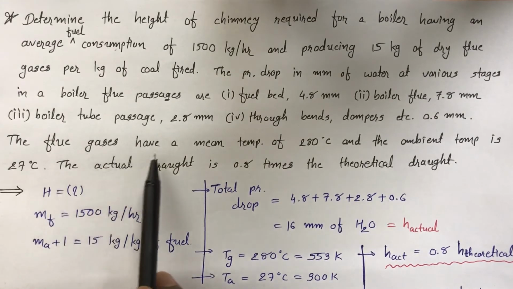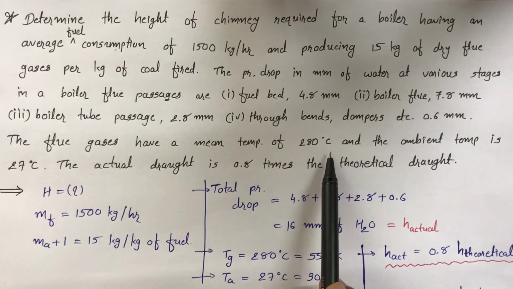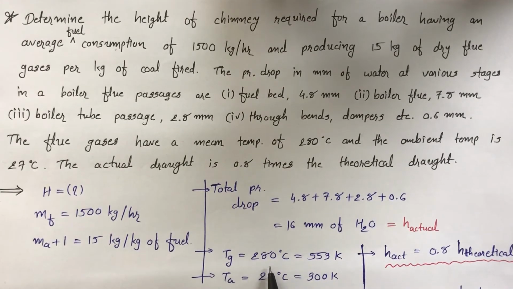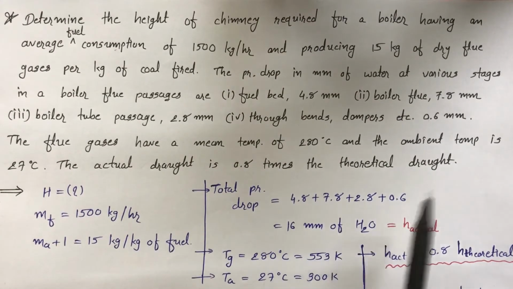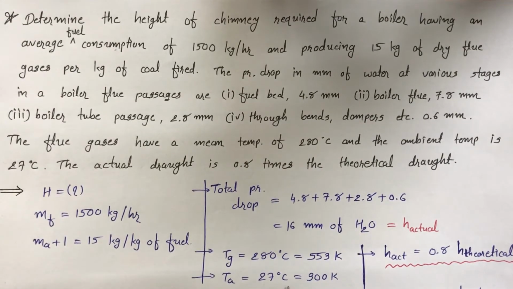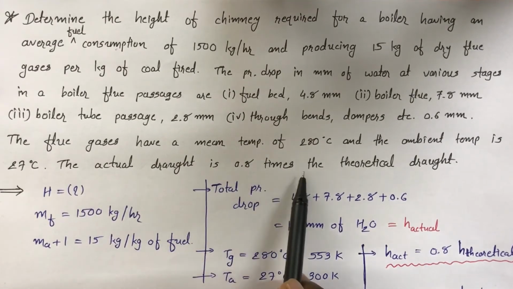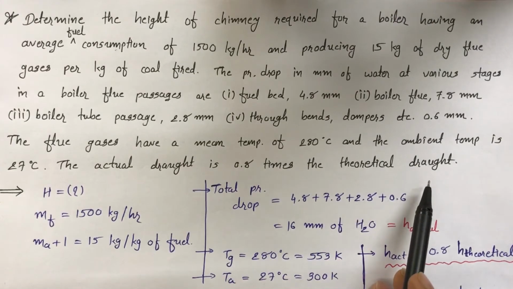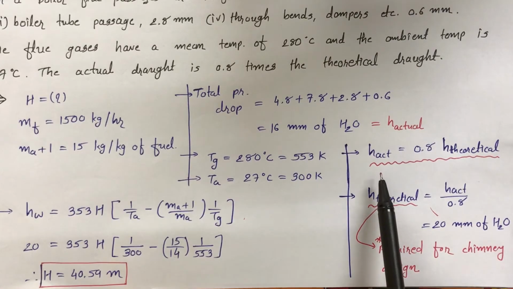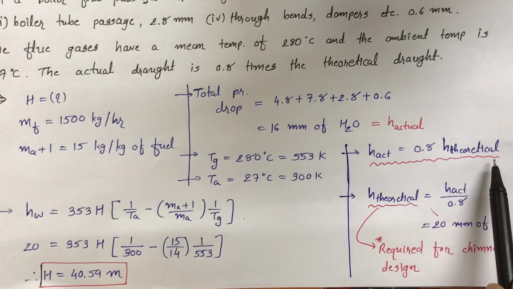The flue gases have a mean temperature of 280 degrees Celsius. Tg is given 280 degrees Celsius. And ambient temperature is 27. Ta is given 27 degrees Celsius. Actual draft is 0.8 times the theoretical draft. H actual is equal to 0.8 times H theoretical.